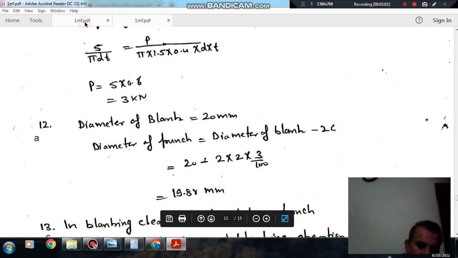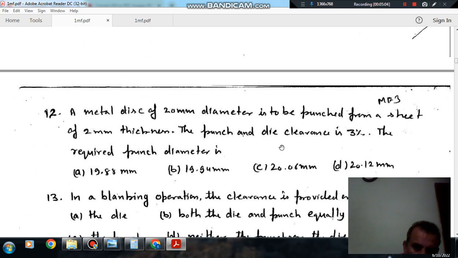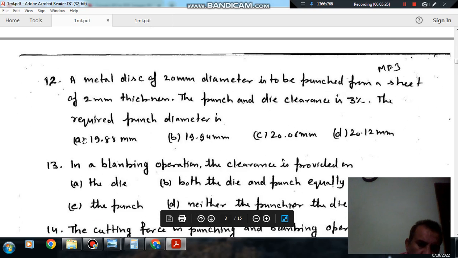Because in blanking the size of die is same as that of blank. We have to blank a disc of diameter 20 mm, so the diameter of die will be 20 mm. So answer is option A.